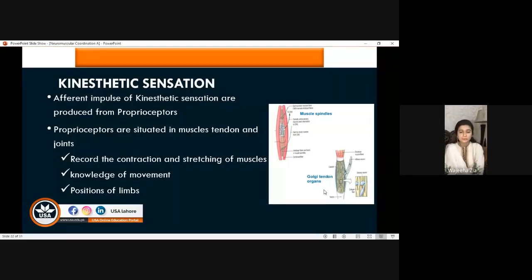For standing up, which movements are required? For going up the stairs, which movements are required? Whenever you perform these activities, they are stored in the body. So with the help of these receptors, we are able to know our joint space in our surroundings. With the help of these receptors, we can integrate our body position.